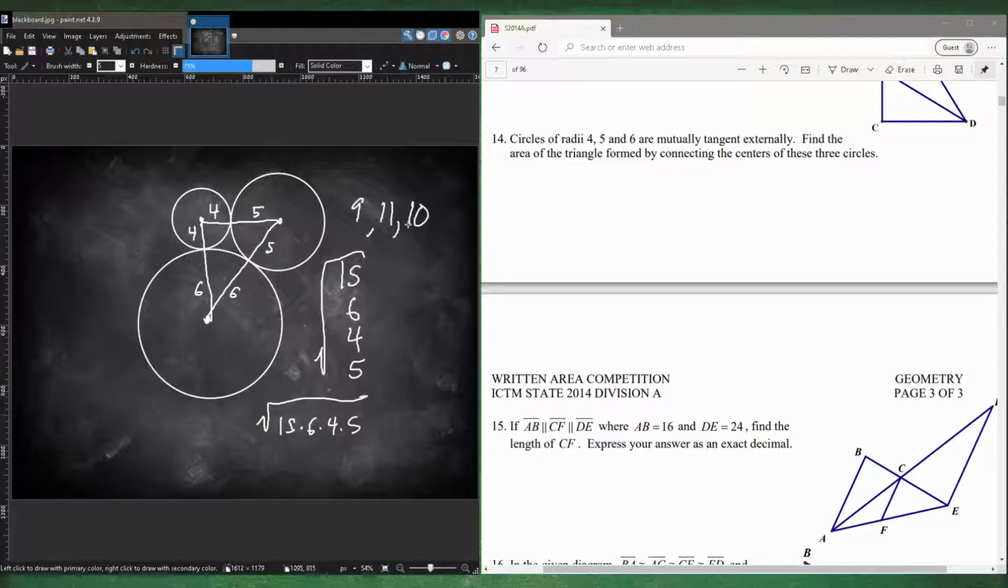So what I like to do is look for pairs. So 5 and 15 here makes a 5 with the extra 3. And 4 has a 2 because it's a perfect square. And the 3 and the 6 here leaves a 2 here to make a 3. So 5 times 2 times 3, that is 30. And the extra 2 makes a square root 2. And that's your answer, 30 square root 2 for number 14.